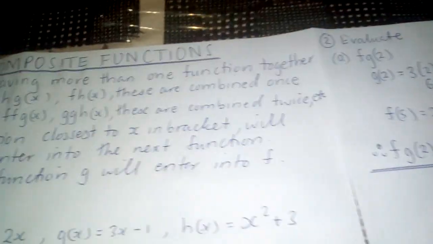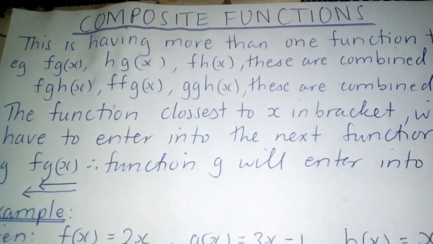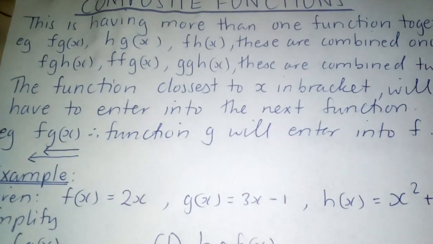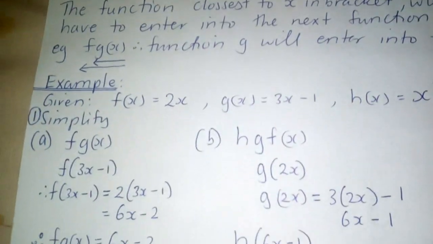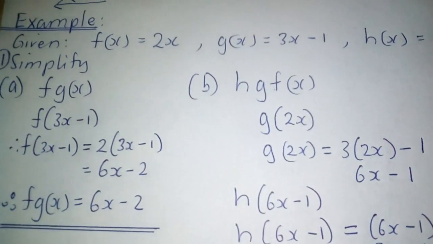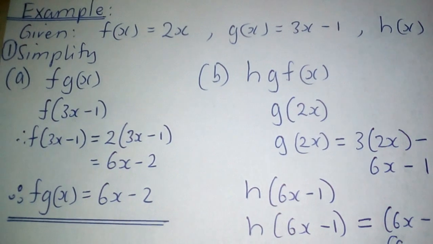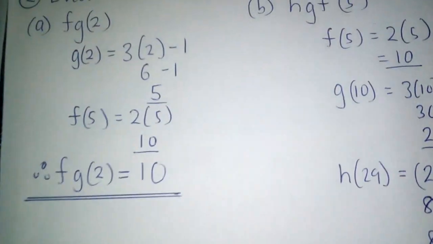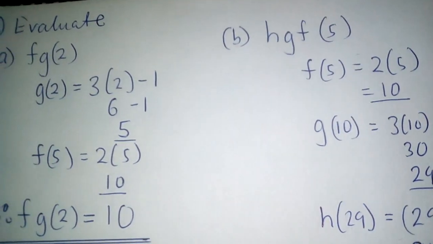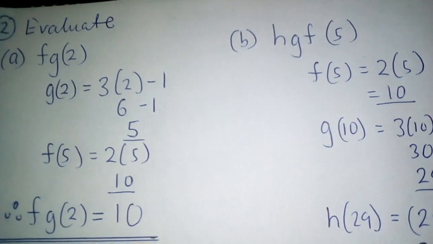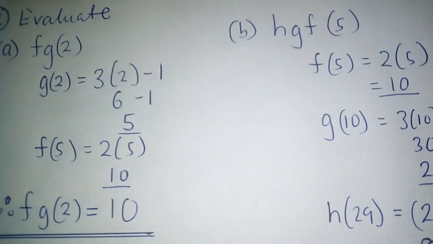This is how we deal with composite functions. As we have seen, how to simplify when x is an unknown, and we have seen how to evaluate when instead of having x, we have a number.